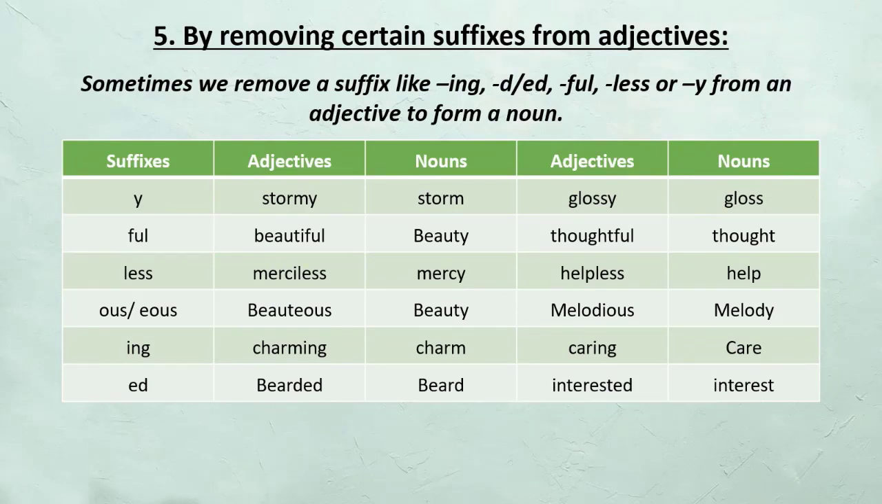The next one is the ing suffix. Mostly you have seen the present participle form of the verb like sleeping, but we also use this suffix to make adjectives. You can see the first adjective is charming. Now we will just eliminate ing to make the noun charm, so charming becomes charm. Same like that, we will replace ing with e to make the noun care from the adjective caring.